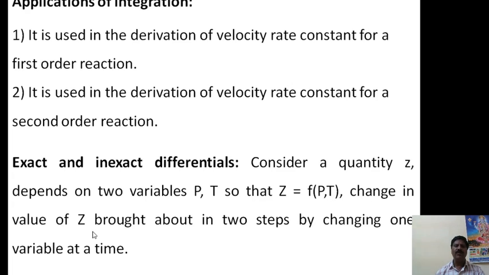The change in the value of z is brought about in two steps by changing one variable at a time. To know the concept of exact and inexact differentials, consider z equal to f of p and t. It is just like a partial differentiation. Here there are three variables: z is the dependent variable, and p and t are independent variables, and therefore we are changing in two steps.